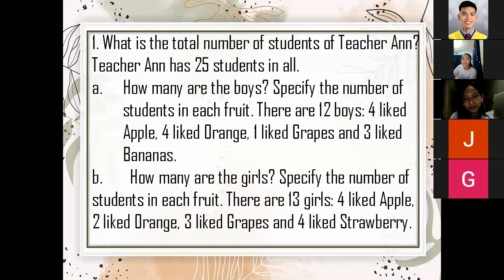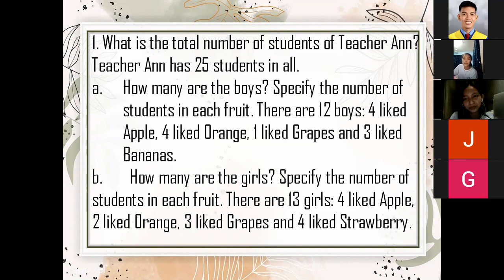Which fruits have the same number of students? The fruits that have the same number of students are the grapes and the strawberry, which they like 4. Which fruit has the least number of students? Since we have the tallest, we also have the shortest. So the fruit chosen by the fewest students is the bananas.